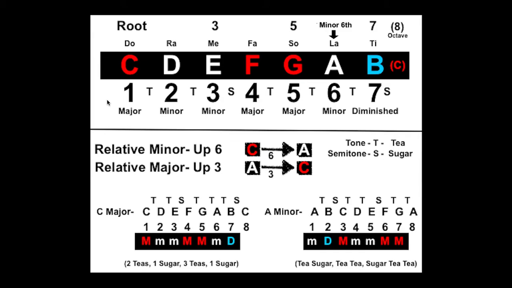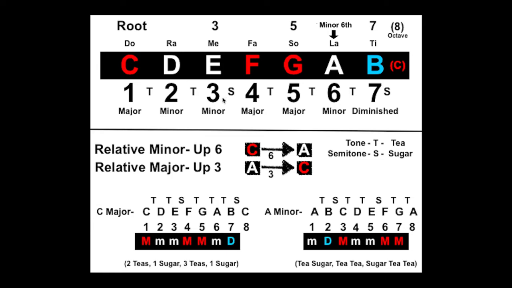Now, what gives the scale its sound, or its structure, is the order of tones and semitones which make it up. If you take a look at the T's and S's between the numbers 1 to 7 along the bottom here, this is what I'm talking about. A tone or a semitone is the distance between 2 notes. So the note C and the note D are separated by 1 tone, whereas the notes E and F are separated by 1 semitone.